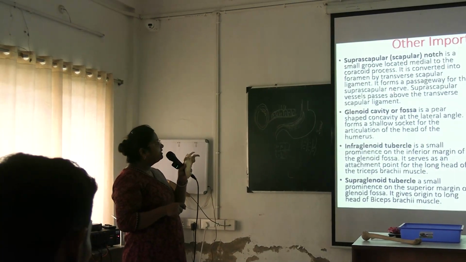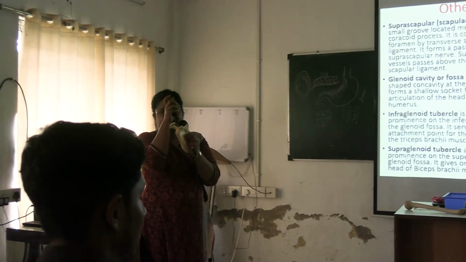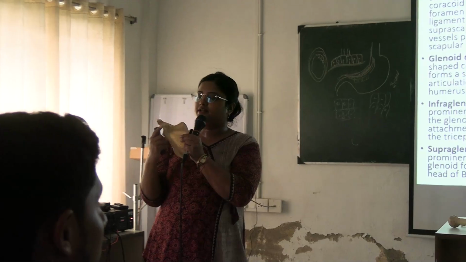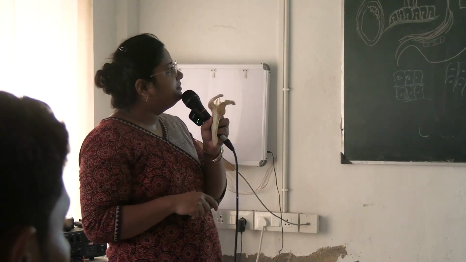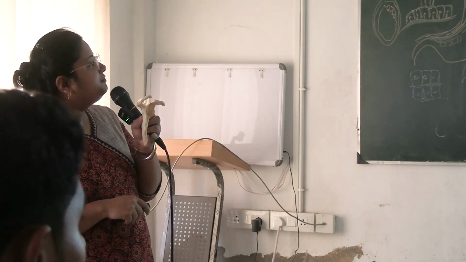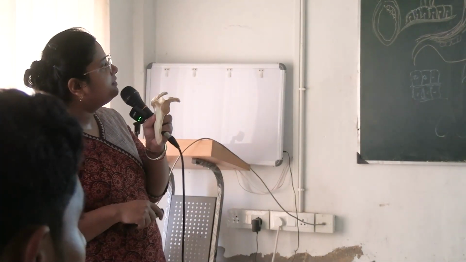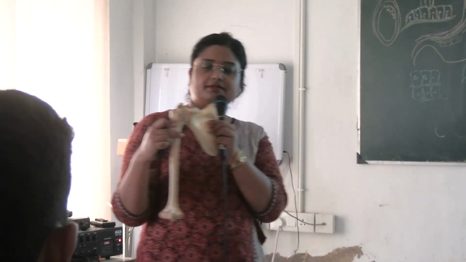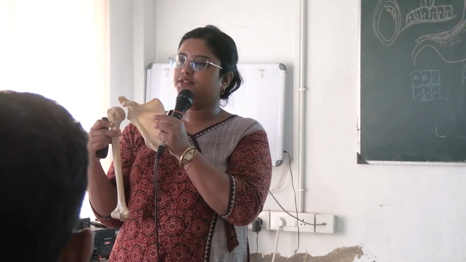Next is the glenoid cavity or glenoid fossa. Okay, this is glenoid cavity or glenoid fossa. It is a pear-shaped depression. So it is a pear-shaped concavity at the lateral angle and it forms a shallow socket for articulation of head of the humerus. You have seen it. So here this glenoid cavity articulates with the head of the humerus to form the glenohumeral joint or shoulder joint. Okay.